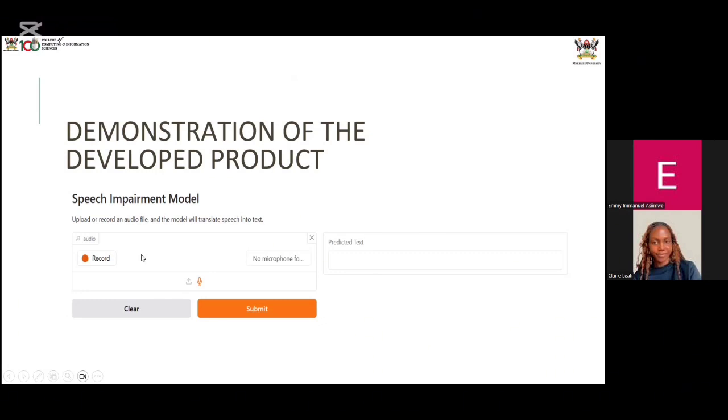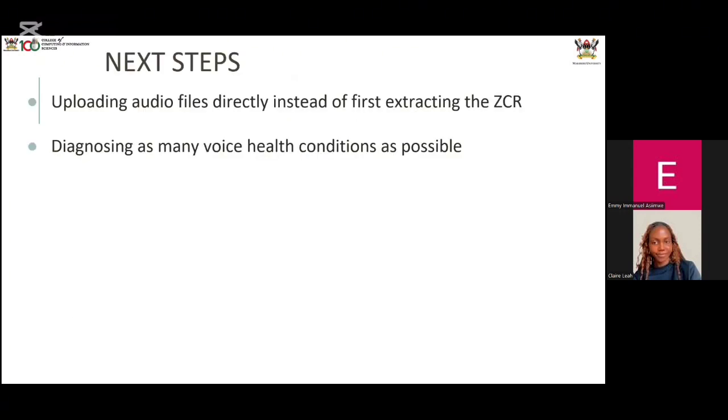We actually had problems with deploying it on Crane Cloud. On Crane Cloud, we were using the zero crossing rate to put in the values. You get a zero crossing rate and then it gives you an output. On Hugging Face, we deployed this model and it was deployed successfully. For the next steps, we are going to upload audio files directly instead of first extracting the zero crossing rate. As I explained, we had issues with Crane Cloud, but we were able to deploy the model whereby you apply a certain value of the zero crossing rate and then you get a value.